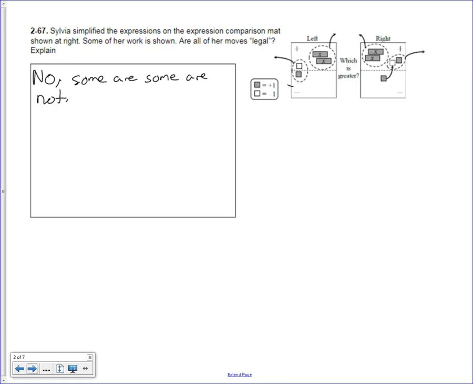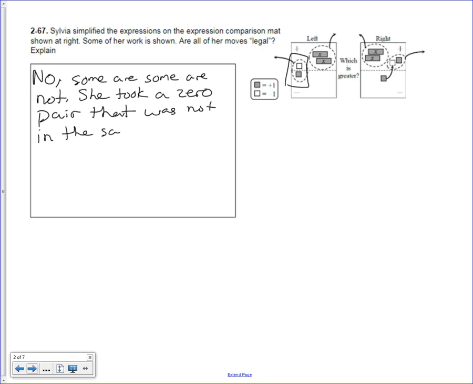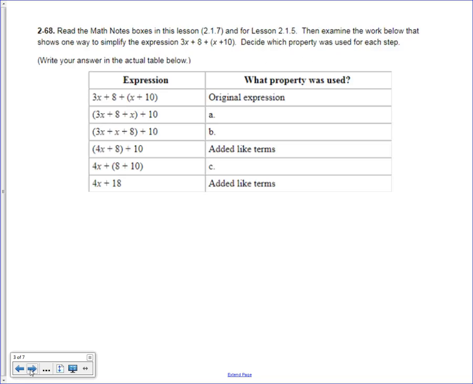So the part that she did right here is the part that's illegal. She took away a 0 pair from the top and the bottom of a mat. You have to flip it over first. So if we were to flip the positive to the top, it would become 2 negatives, and then you cannot take those away. So she took away a 0 pair that was not in the same box. Because remember, 0 pairs have to be either all in the top or all in the bottom. Can't be part in the top, part in the bottom.